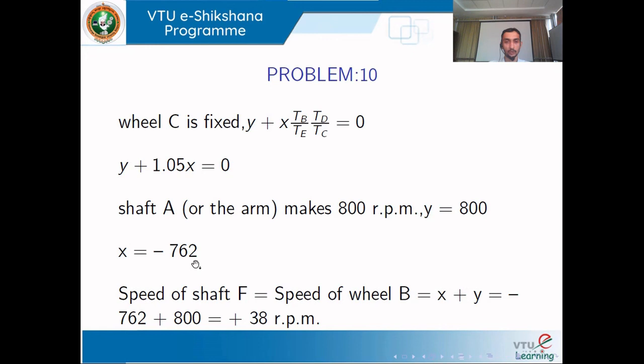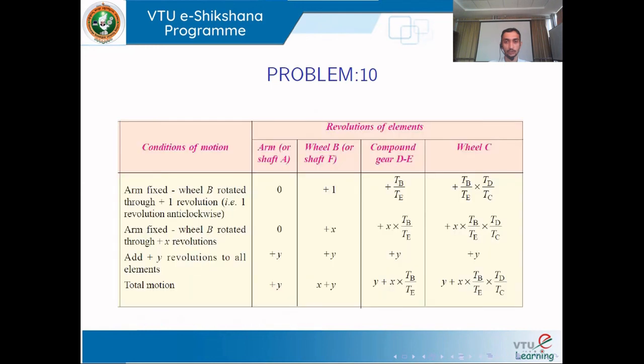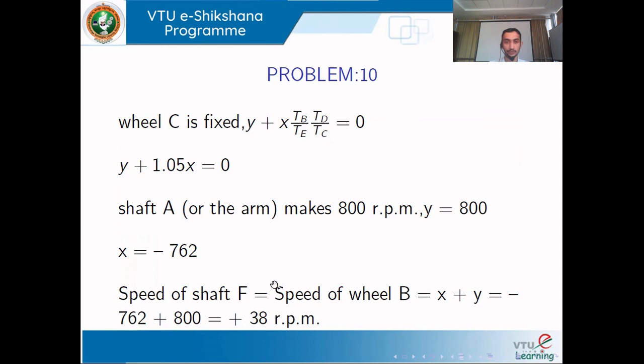From that we get X as minus 762. What he has asked is the speed of shaft F. Shaft F is connected to wheel B, so the speed of shaft F is X plus Y. We know the values of both: X is minus 762 and Y is 800, and we get plus 38 RPM. So it is 38 RPM in the anti-clockwise direction.